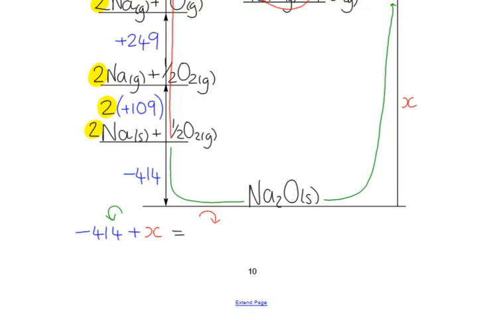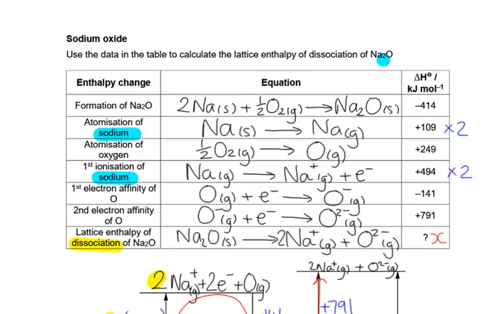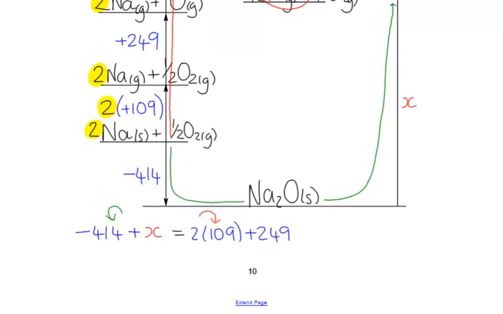So we're going to add up all our numbers. 2 lots of 109, 249, 2 lots of 494, plus a minus 141, plus a 791. So get your calculator out.